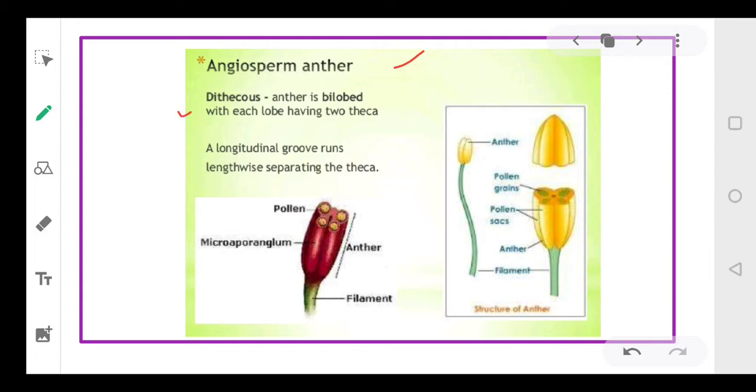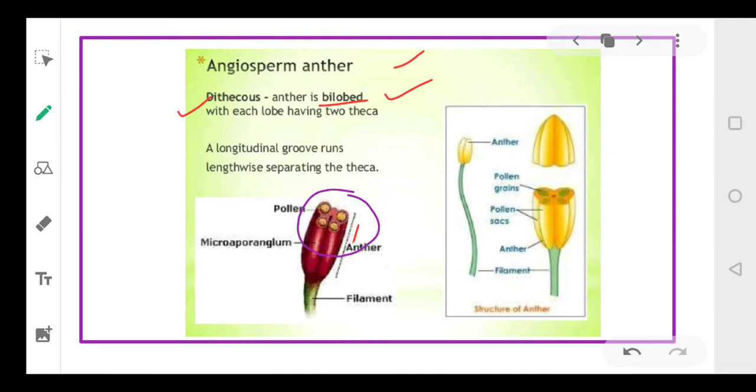Anther is dithecous. The anther is bilobed. It has two lobes. See, there are two parts. If you look at this, this is part 1, part 2. So anther has two lobes, so we call it bilobed. Each lobe has two theca. See, there are 4 parts. You can see in the picture there are 4 parts.